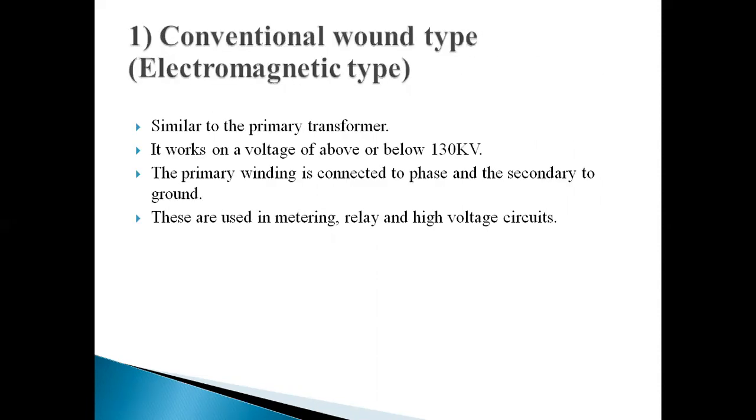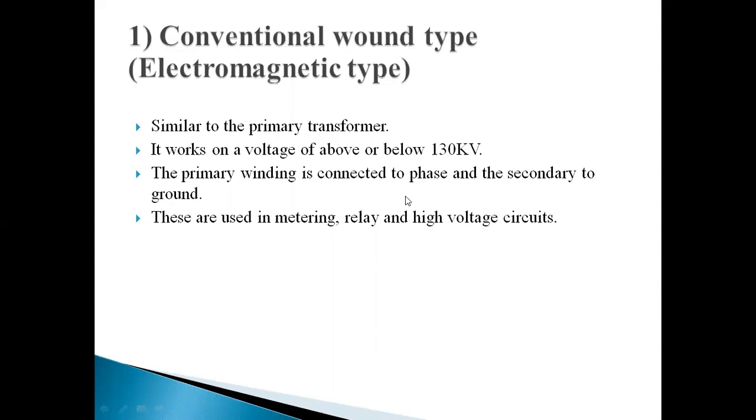First one, that is the conventional wound or electromagnetic type. It is similar to the primary transformer, meaning your regular transformer where we are using the primary winding and secondary winding. This transformer is simple in construction. It works on a voltage of above or below 130 kV, its operating voltage is very high.